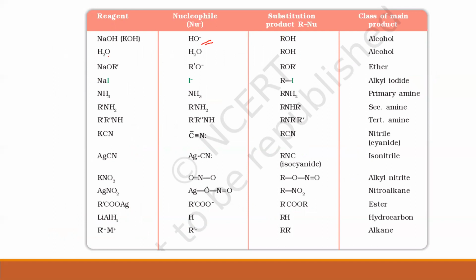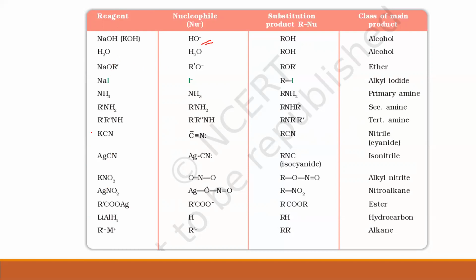Clear? If I take water, water behaves as a nucleophile. Why will water behave as a nucleophile? Water does not have a negative charge, or water is not ionic. Water behaves as a nucleophile because oxygen has a lone pair. There is excess of electrons. Using the lone pair, it will attack the carbon atom. The product obtained is again an alcohol. So like that, you have various things here.